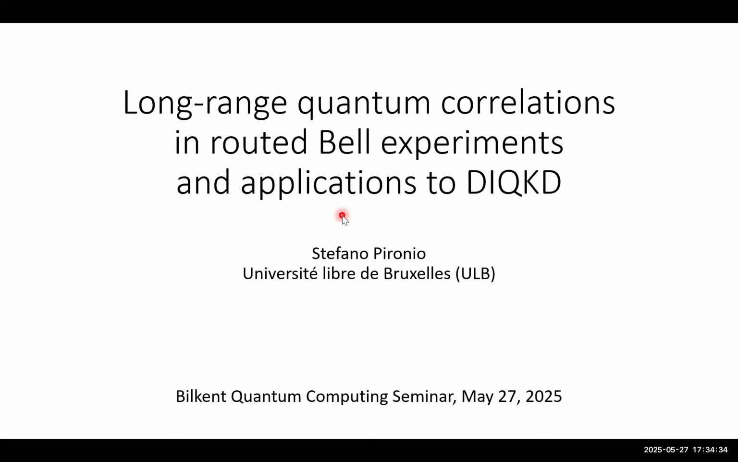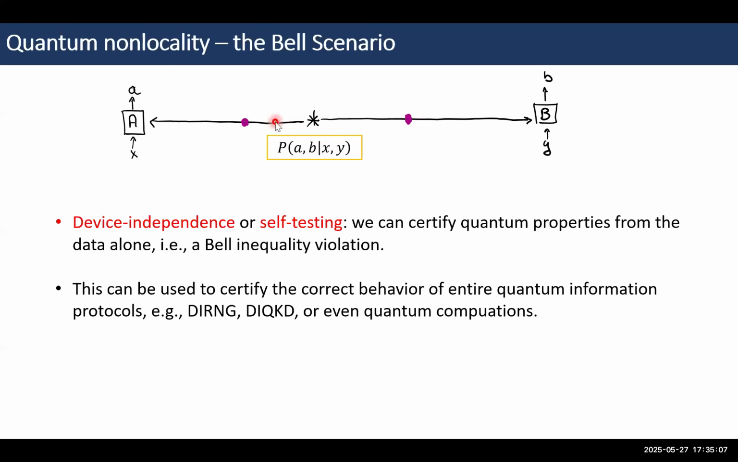So we have some source here in the middle that produces two entangled particles. One particle goes to the left to Alice, one particle goes to the right to Bob. Alice and Bob select some measurements to do, labeled X for Alice, Y for Bob, and then they get some outcomes, A and B. The correlations between Alice and Bob are characterized by the joint probability to get outcomes A and B given that they choose measurements X and Y.